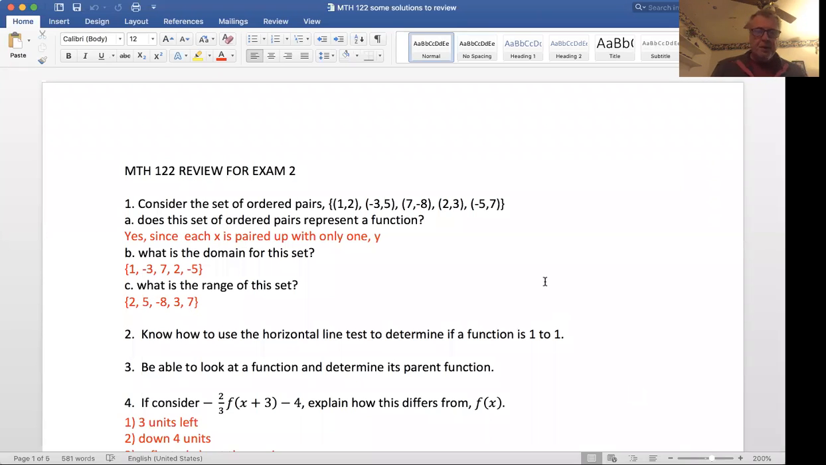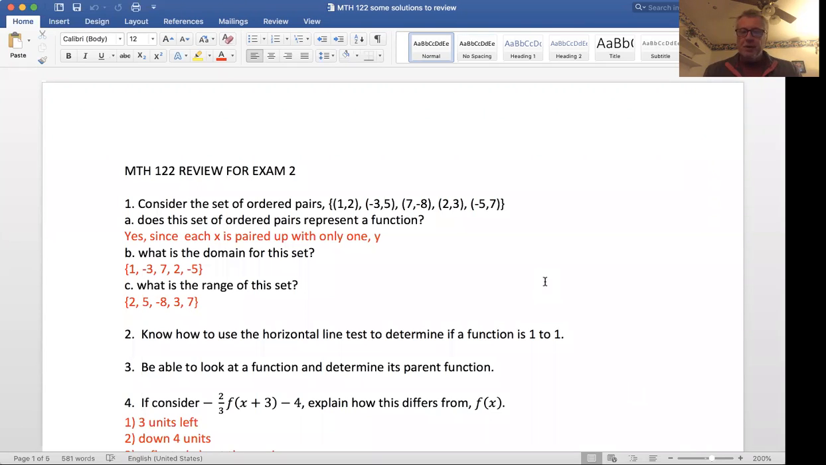And so we have some things to consider here. First off, you should know if you have a set of ordered pairs, how to determine if it's a function. You should be able to determine the domain and the range of that set. You should also be able to determine if something is one-to-one. So let's first answer the first question, is this a function?